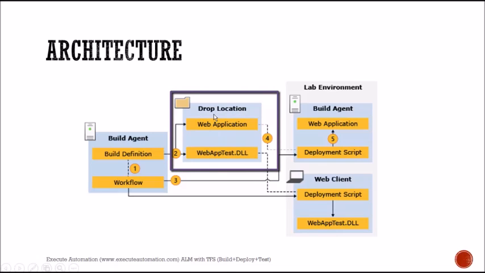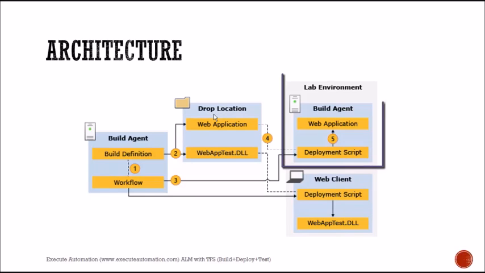It can be any machine. It can be a local build server machine, or it can be a remote machine as well, which can be accessed from any team across the world. And this drop location will have the web application and the web app test.dll. So this is the DLL which you actually use for testing your application, right? And then you will have a lab environment. Remember the lab environment which we were discussing in the previous video of this video series.